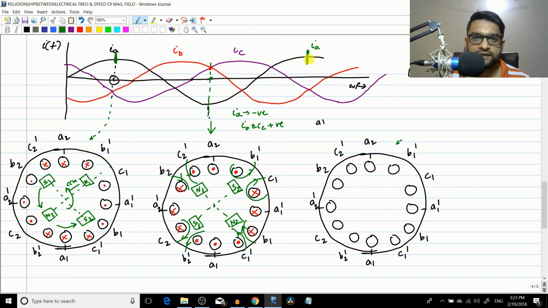Now let us see what happens at 360 degrees. In 360 degrees, what condition is here? IA is positive, IB and IC are negative. So the same condition will come here. Let us use the same diagram here. So cross, cross, cross, dot, dot, dot, cross, cross, cross, and dot, dot, dot. Remember that this is a rotation which is happening. Now we can mark the poles.